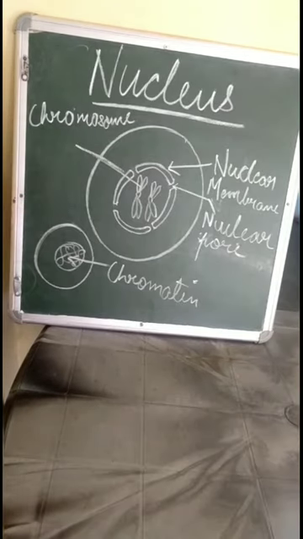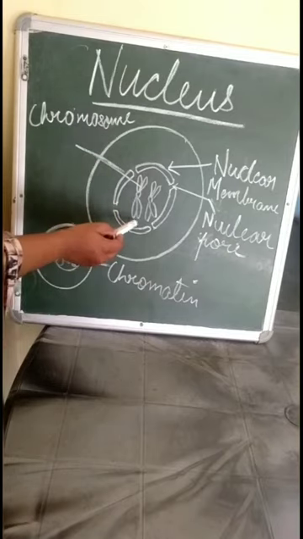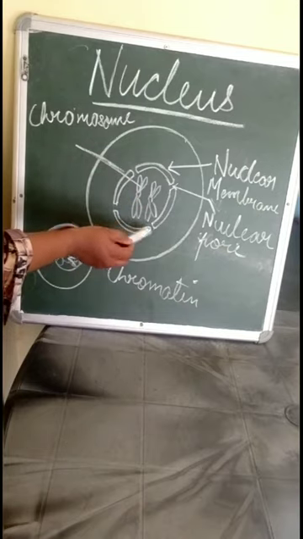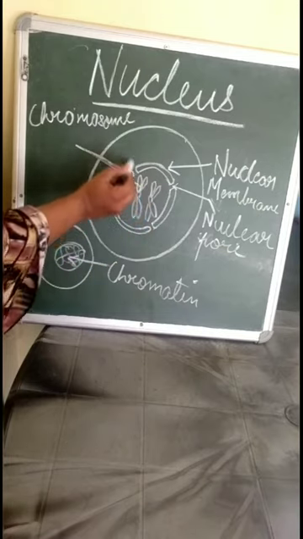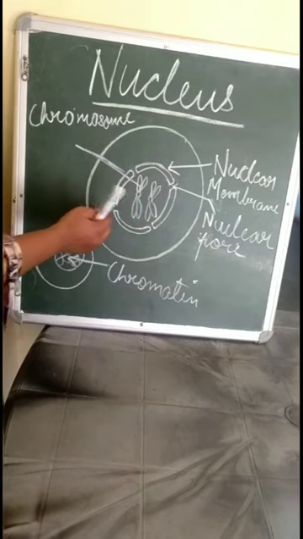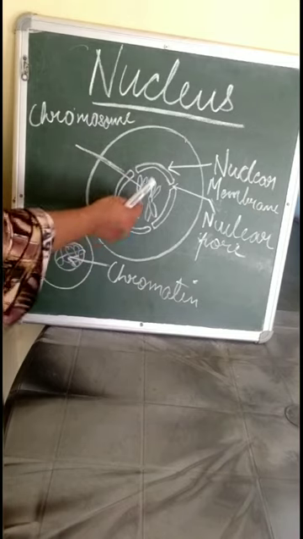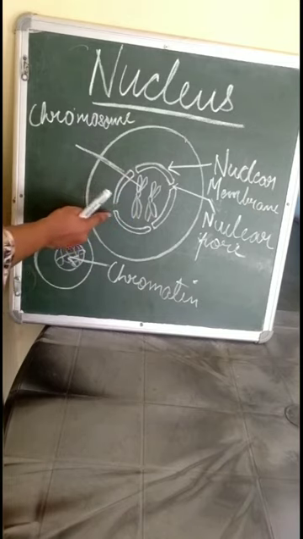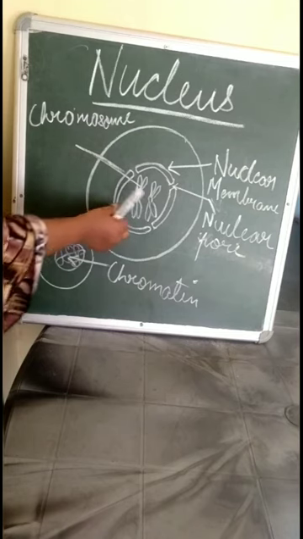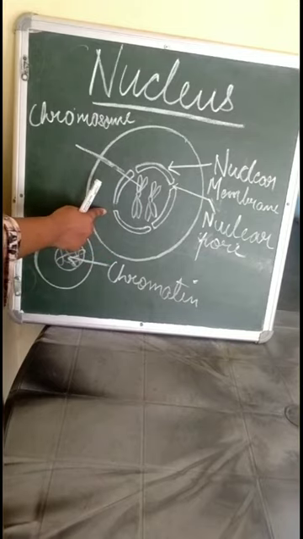Now we shall discuss the nucleus in detail. The nucleus is the dark colored oval structure which is present at the center of the cell, and it has a membrane, which is a double membrane. Also, this nuclear membrane has pores between these membranes, and these pores allow the movement of material from inside the nucleus to the outside of the nucleus.